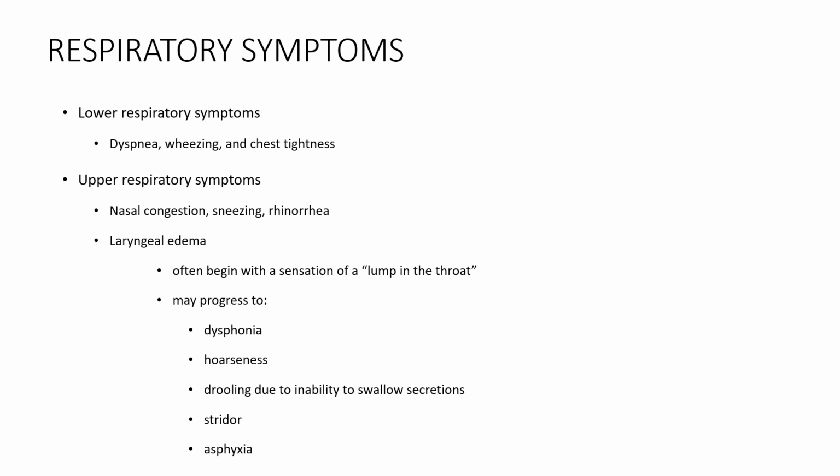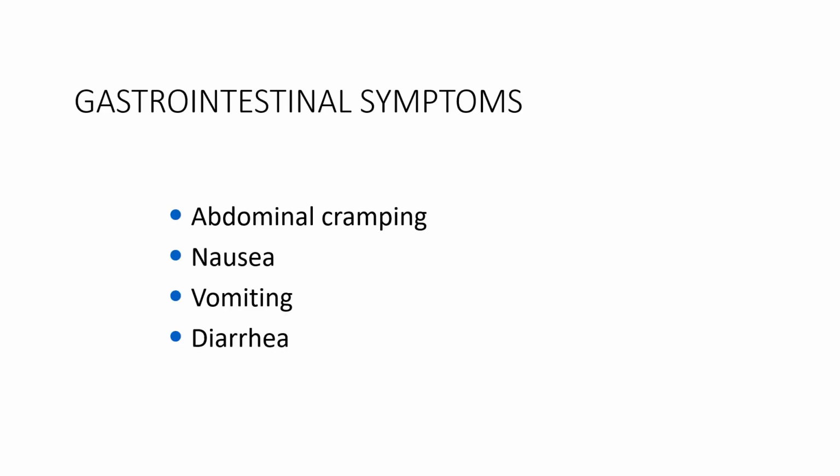Respiratory symptoms, due to bronchoconstriction, mainly include dyspnea, wheezing, and chest tightness. Upper respiratory symptoms may also occur: nasal congestion, sneezing, rhinorrhea. Laryngeal edema is the most serious complication, due to which the patient can land up in dyspnea and ultimately cardiac arrest. Often benign with a sensation of a lump in the throat, it may progress to dysphonia, hoarseness, drooling due to inability to swallow secretions, stridor, and asphyxia. Gastrointestinal symptoms, due to H2 receptors, include abdominal cramping, nausea, vomiting, and diarrhea.